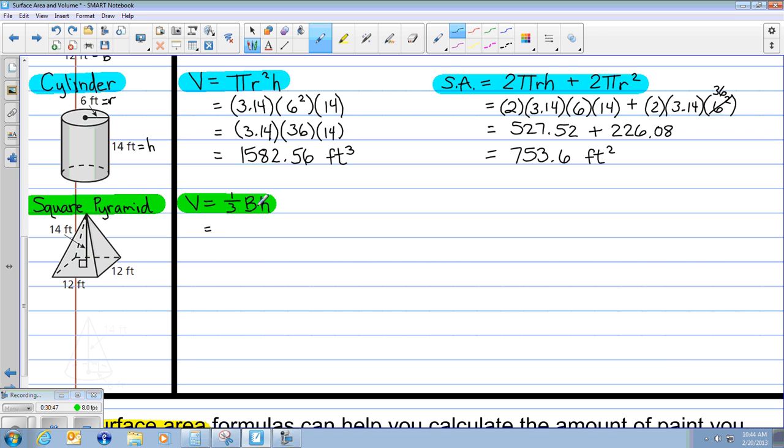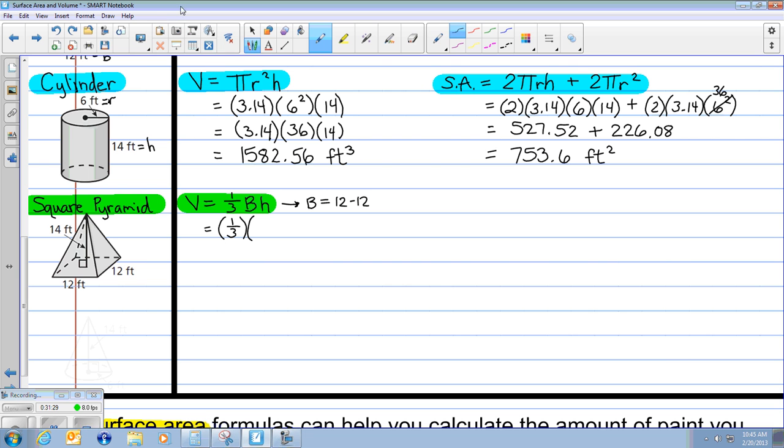Okay, so I'm going to put the 1/3 here, and we're going to talk about that some more in a minute. So it's going to be 1/3 times capital B. Well, capital B, if you look up at the key, is the area of the base. So how do we find the area of the base? If you look, the base is just a square. Right? And a square is just a fancy rectangle. So to find the area of a square or a rectangle, you do length times width, or base times width. So we're going to do 12 times 12.